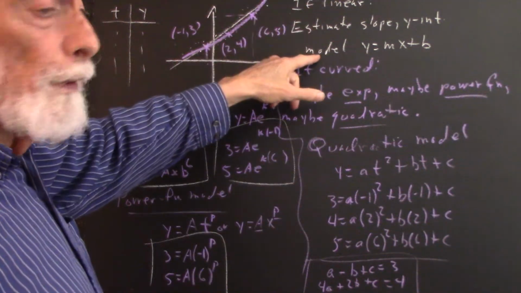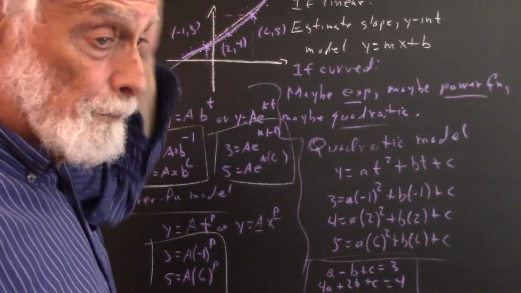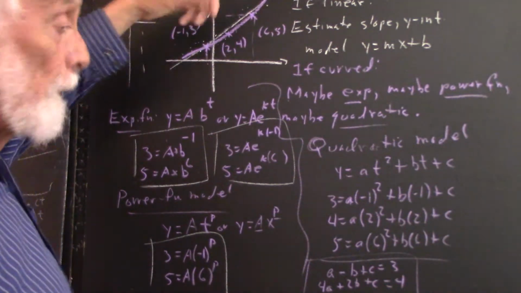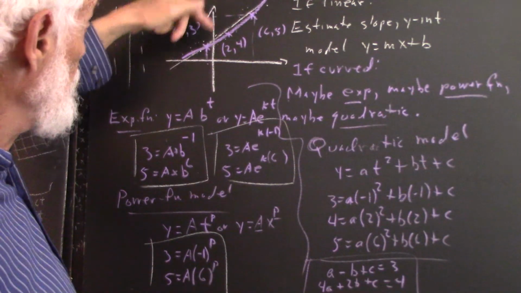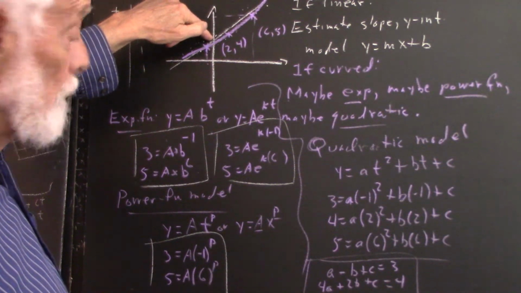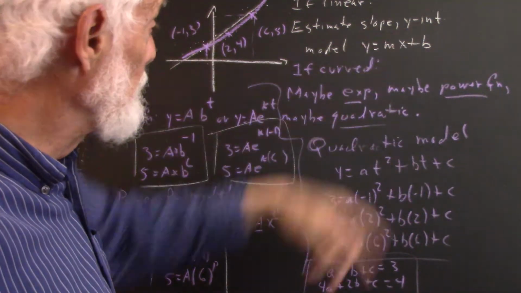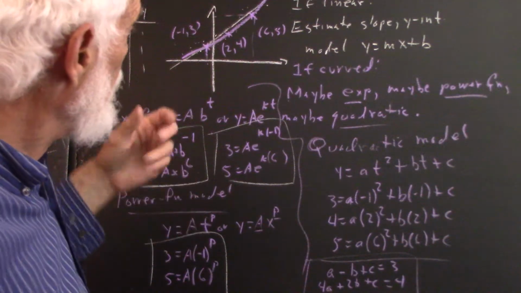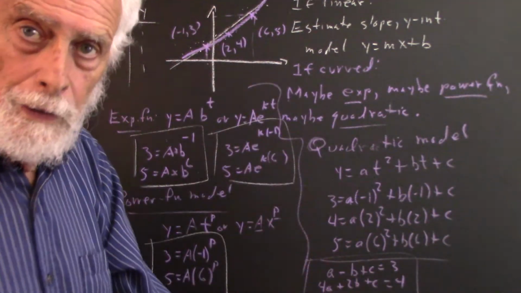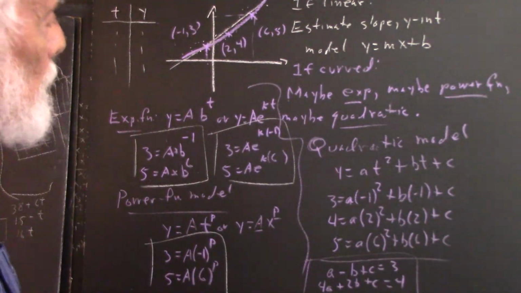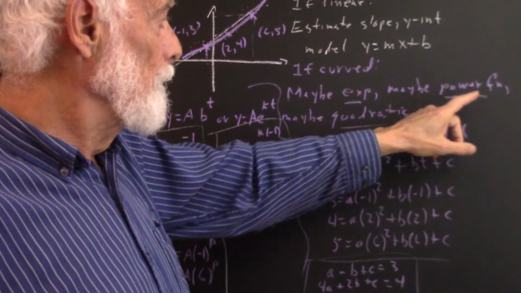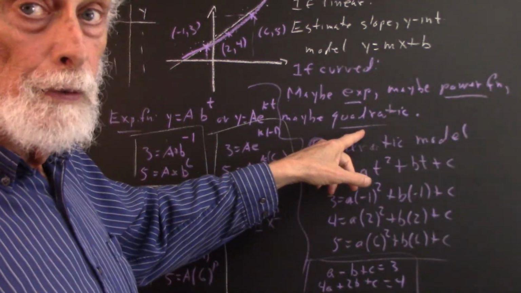Okay, so if it's linear, it's pretty straightforward. Probably the easiest thing is just pick 2 points on the line, use them to get your slope and your y-intercept, and there you have your function. Okay, if the graph is curved, then it's not a straight line. So maybe the curved line is exponential, maybe it's a power function, maybe it's a quadratic function.